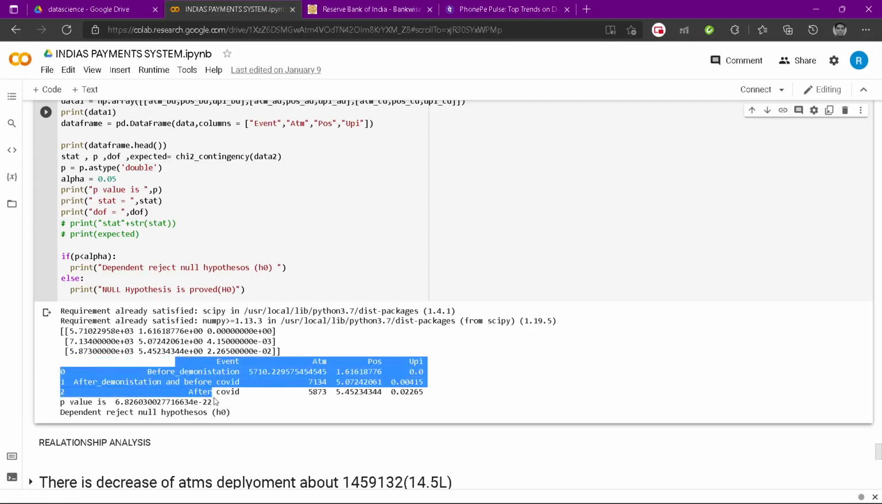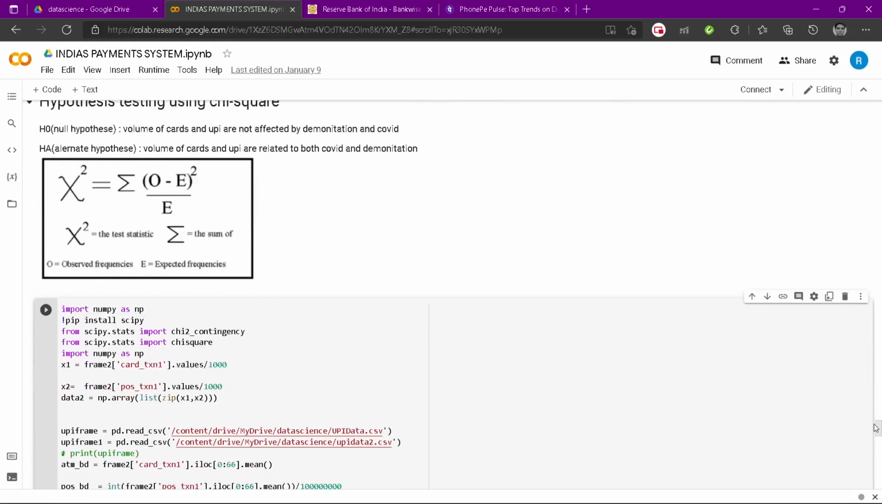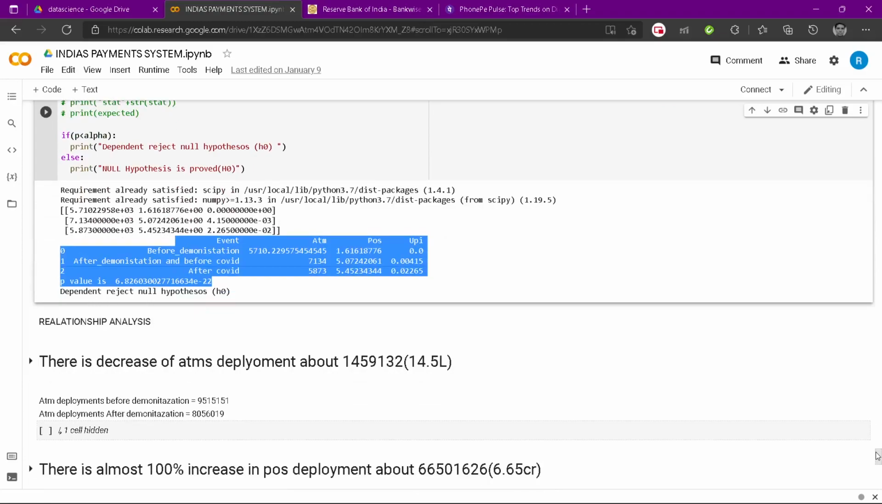Doing the hypothesis testing on these three events, we were able to reject the null hypothesis, which is that the volume of cards and UPI are not affected by demonetization and COVID. We reject the null hypothesis. After rejecting the null hypothesis, we come here to the relationship analysis.